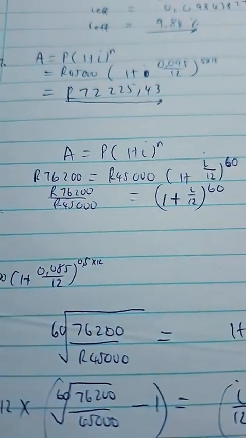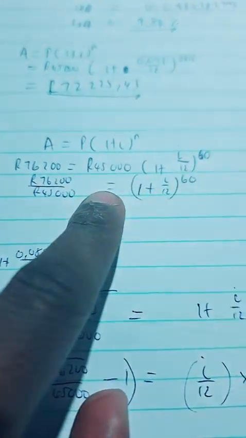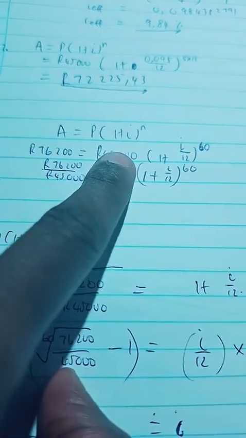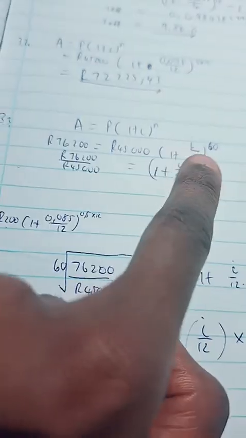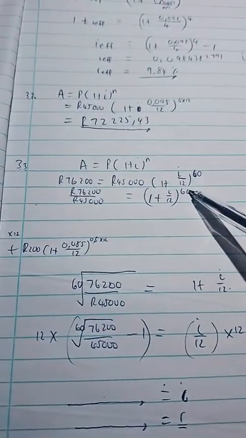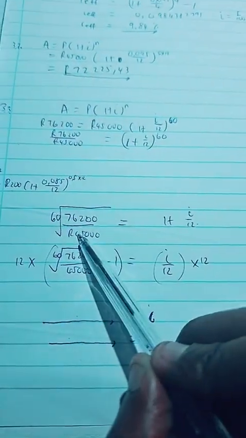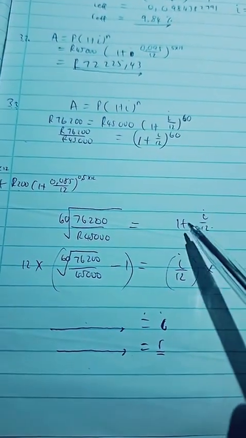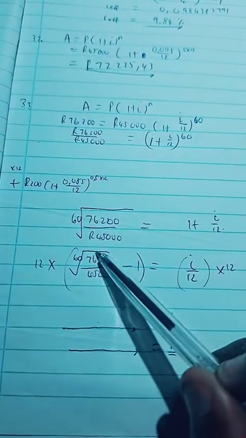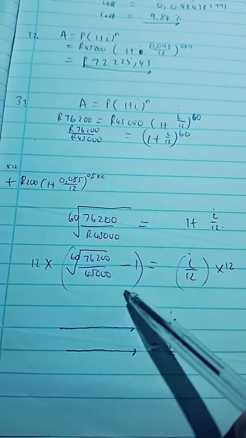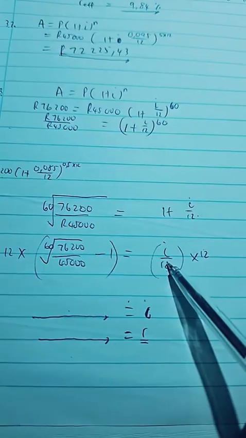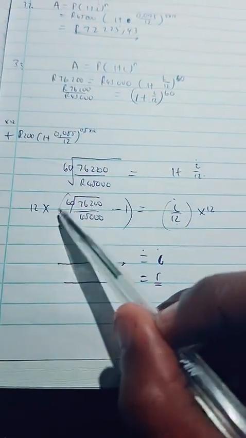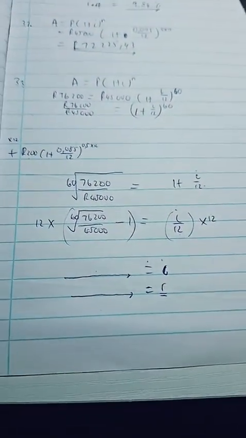I hope you understand the maths done here. 45,000 is multiplied to all of this, so you divide both sides by 45,000 and you're left with 1 there. Then you take the 60th root to get rid of the 60, because what you do on the right, you do on the left. Then you transpose the 1, so it becomes the 60th root of this fraction minus 1. You are left with i over 12, so you multiply by 12 to get rid of the denominator. Then you are left with 12 times all of this, which gives the interest rate as a decimal. That's called algebraic manipulation.